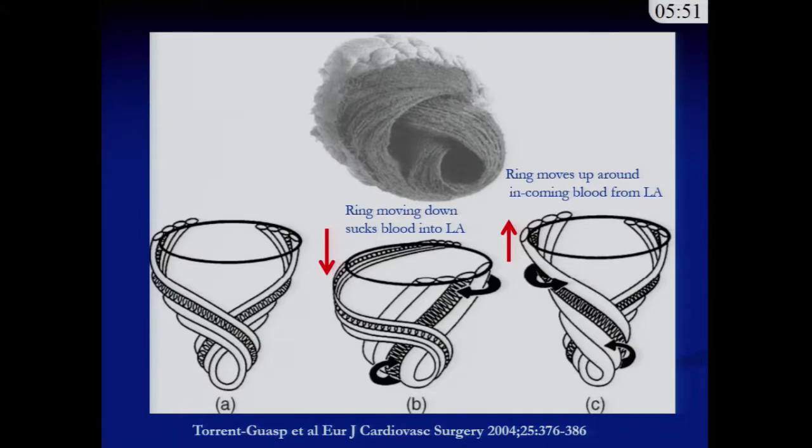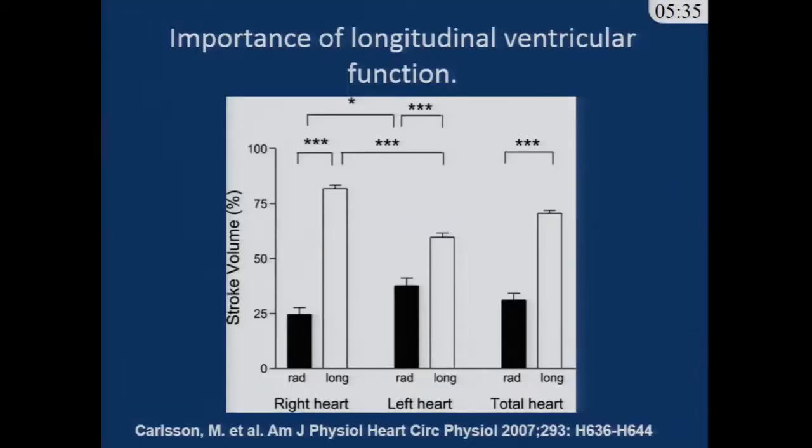Okay? So this movement up and down is very important. Okay? Down, it sucks the blood into the atrium. Up, it helps the filling. So if you lose the movement, you lose a large part of your function. And we know that the long axis, the long ventricular axis, the movement of the ring is very important. And the stroke volume in the left heart, 60% is due to this motion.